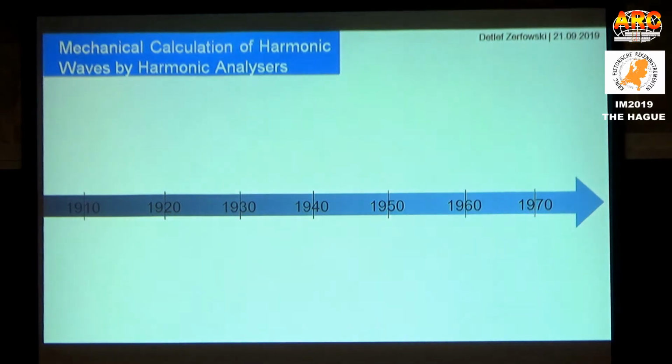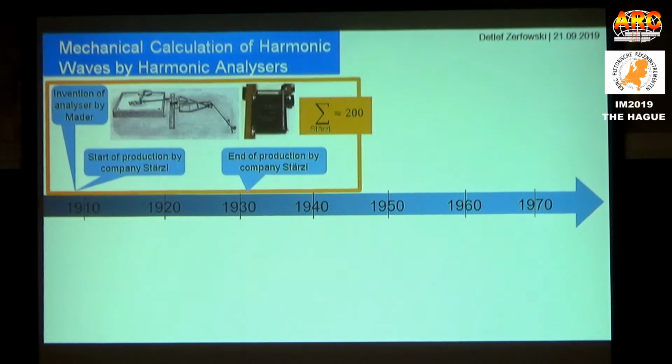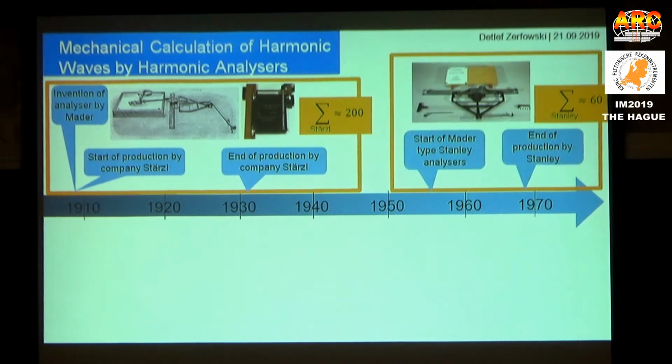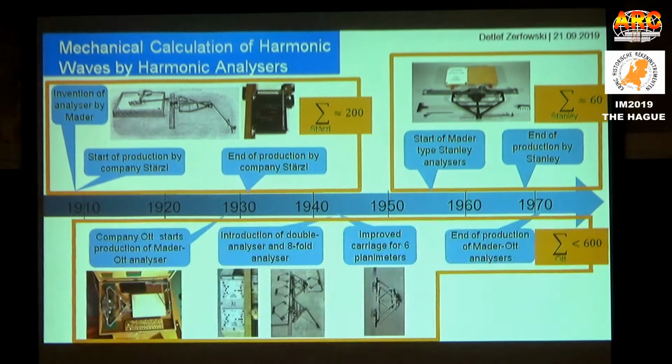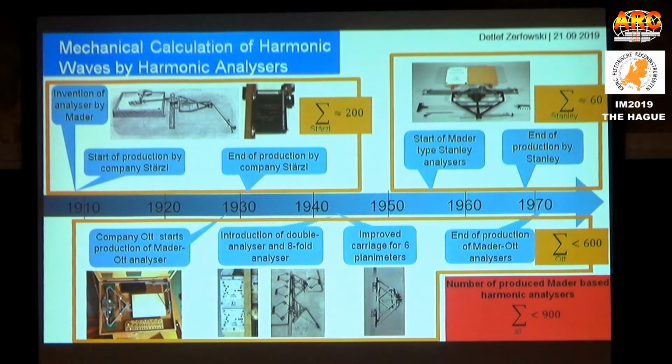Now summarizing a little about the manufacturing of these Marder-Ott analyzers. Stürze started at 1899, ended production at about 1930, and in total around 200 devices had been built. The company Stanley started very late and produced only about 60. The company Ott started in 1929 and stopped production in the beginning of the 1970s, and produced less than 600, as per our knowledge. So this type of harmonic analyzer was produced in less than 900 items, not counting the big ones, in total. The small ones, the medium ones, all over the world, as per our knowledge.